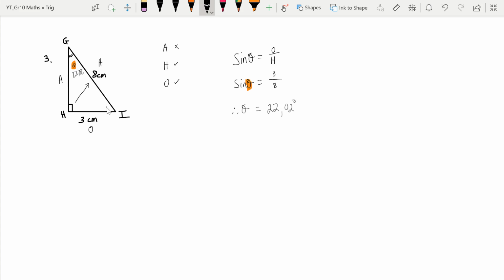Then we can go ahead and find the other side. If we were asked for it, we can use Pythag to find that, or we can use trig ratios to find it. I would suggest trying some of these on your own, where you have to solve angles in a 90-degree triangle using your trig ratios.